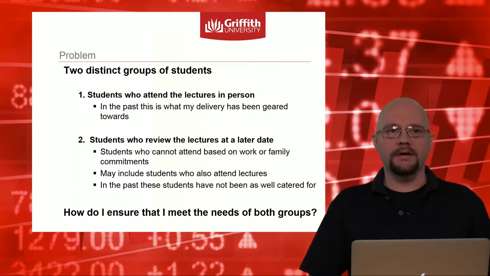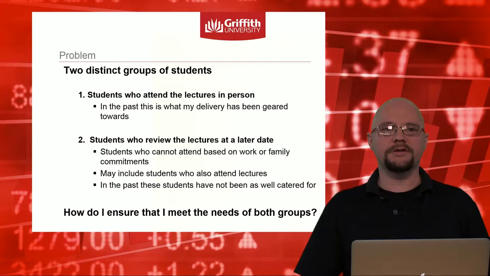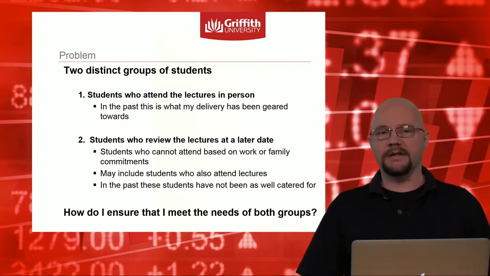So the problem that I had was that I have two distinct groups of students. There are students who attend the lectures in person, and in the past that's what my delivery has been geared towards. And there are students who review the lectures at a later date, and that's for a variety of reasons. So for example, they can't attend based on work or family commitments. They may actually already attend the lectures, but they just want to review the lectures at a later time. And in the past, those students have not been as well catered for.